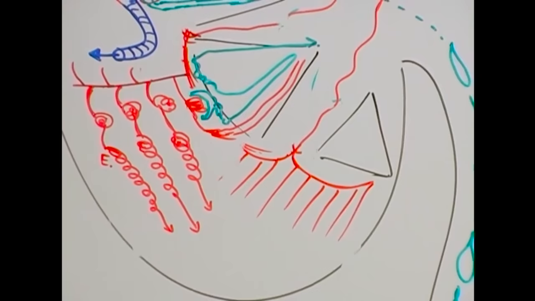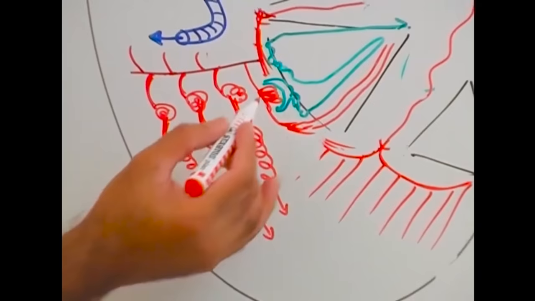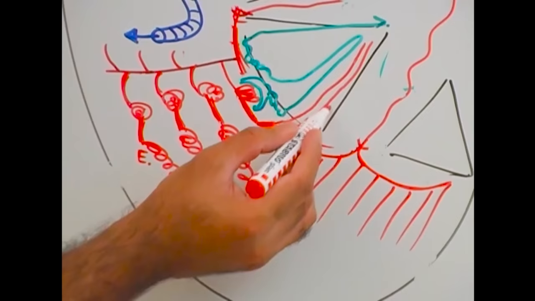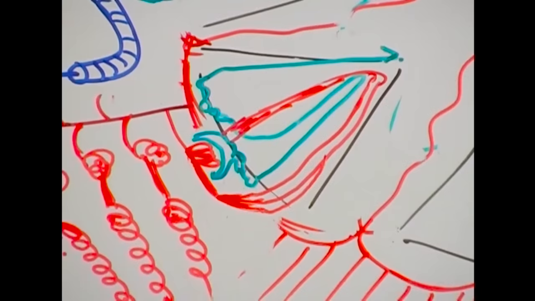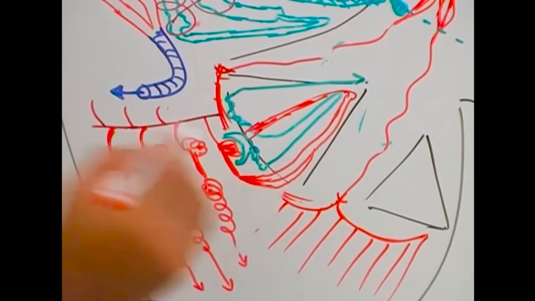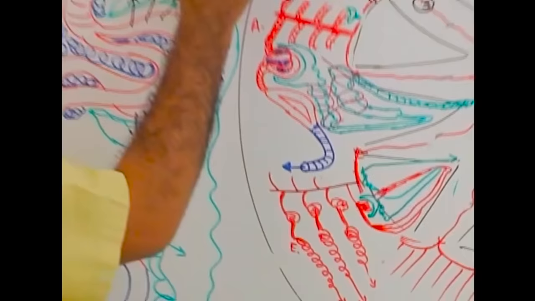Efferent arterioles from cortical glomeruli break down to peritubular capillaries. But efferent arterioles from the juxtamedullary glomeruli break down into loops of capillaries which go deep down into the medulla, and then from the medulla, they return back into the cortex. This long loop of capillaries is called vasa recta, because these are straight vessels. Have you heard of vasa recta? Yes. Good.